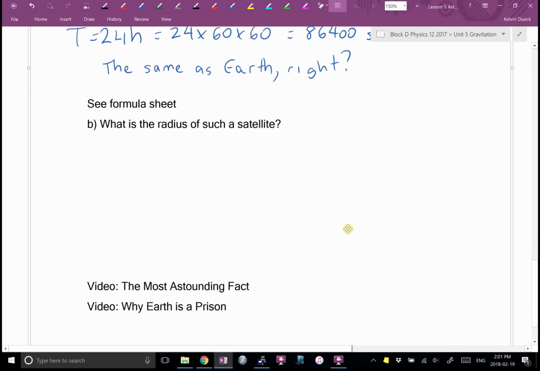What's the radius of such a satellite? I think I'm going to find out. Are we in orbit? Correct. How do you know? Because it says orbit. Gravity, big G, big M, little m over r squared, is what's pulling me in a circle. Which version of a am I going to use here?